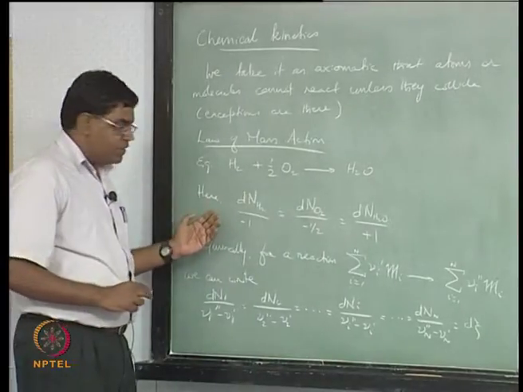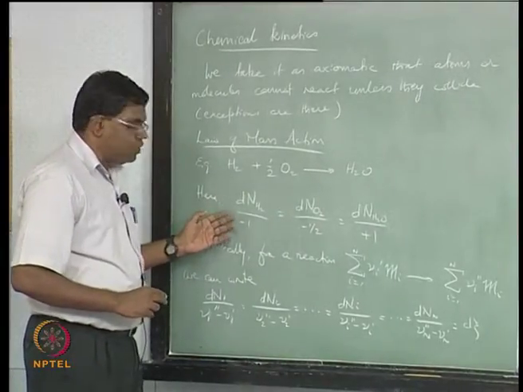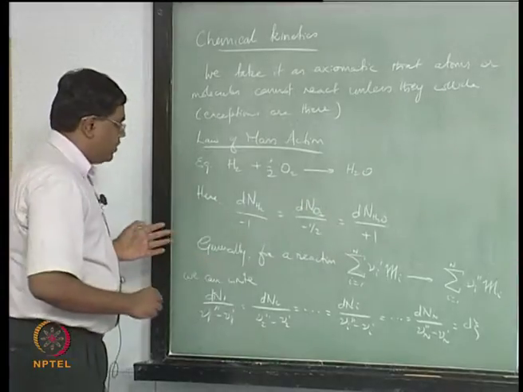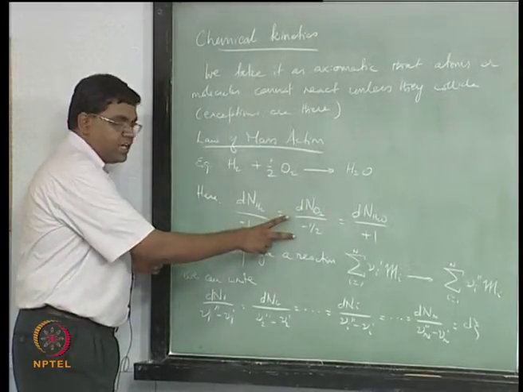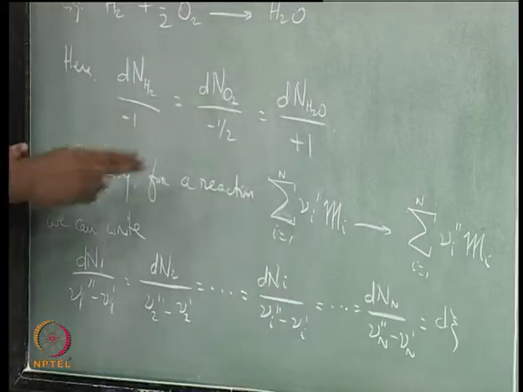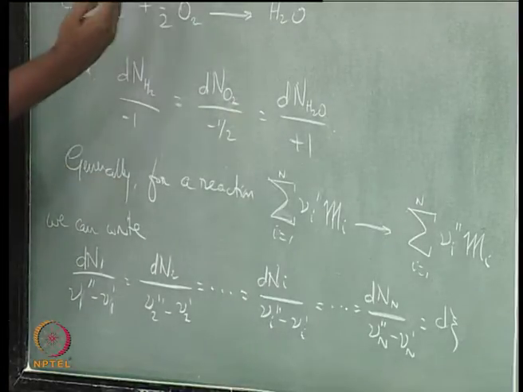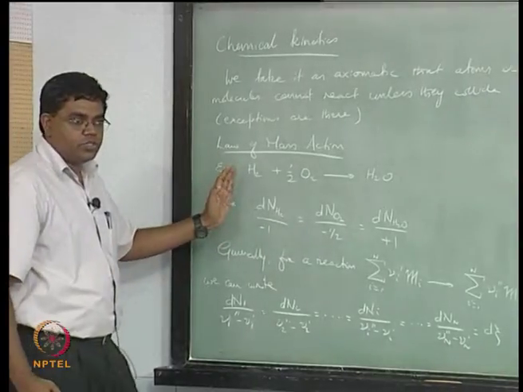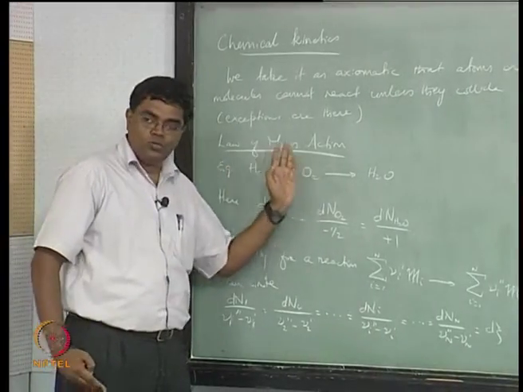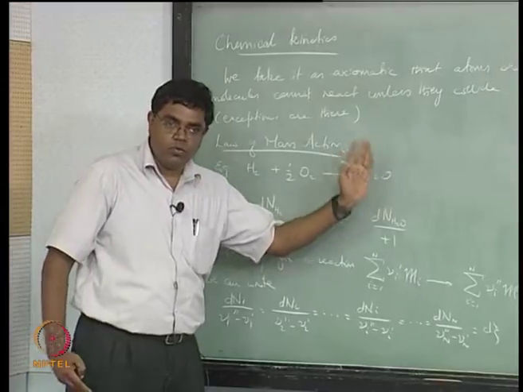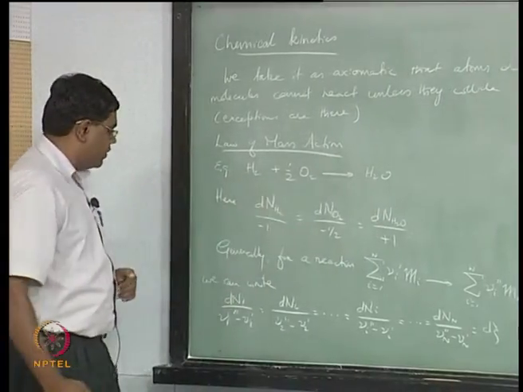So the sign and the value in the denominator for these are actually derived from whether they are reactants or products, and you could also look at what's the loss relatively speaking. 1 mole of hydrogen is lost with half a mole of oxygen that is lost to produce 1 mole of water. So that's what we write.